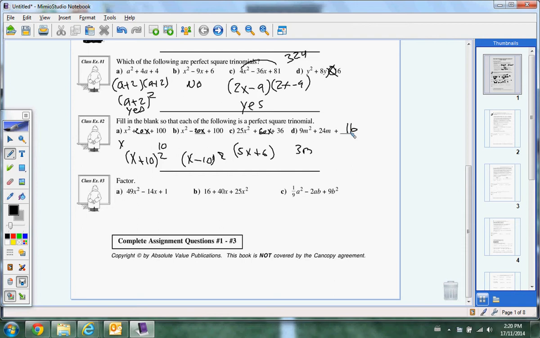All right, this last section here, and then let's just try a couple. Okay, so factor 49x squared minus 14x plus 1. It's (7x minus 1) squared.